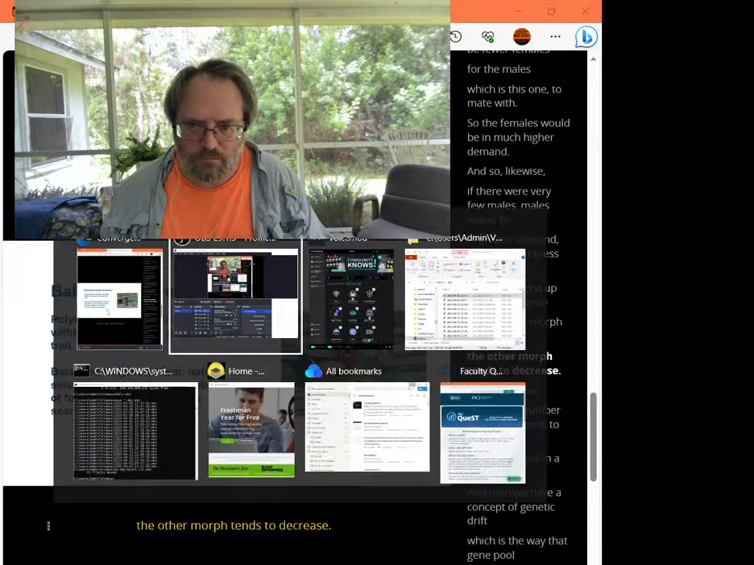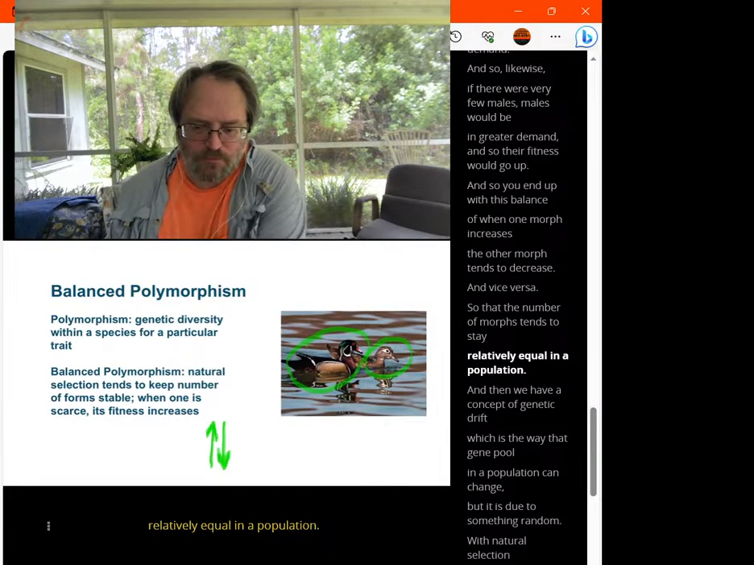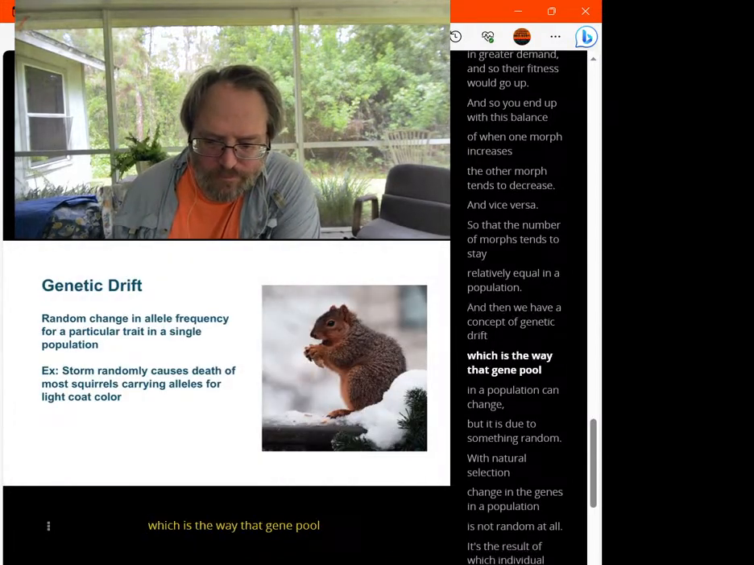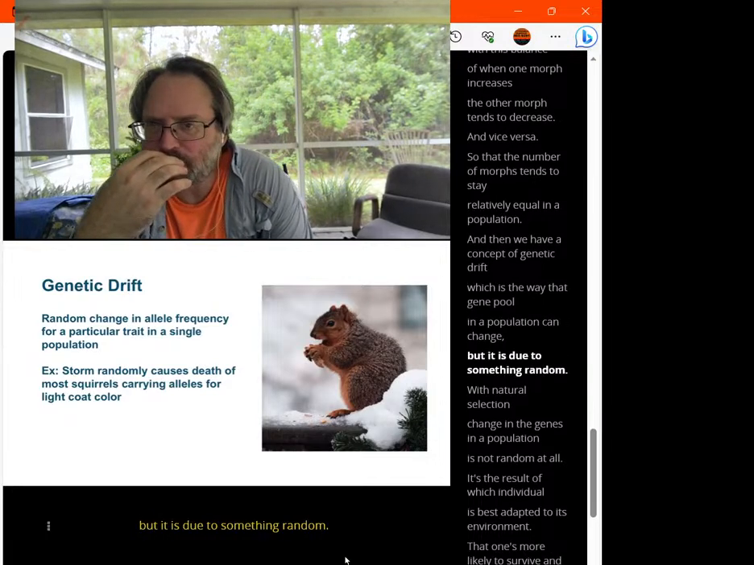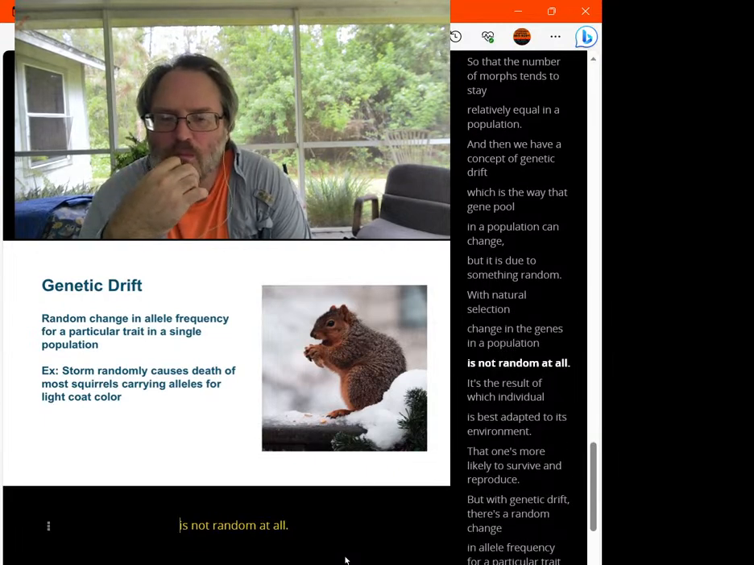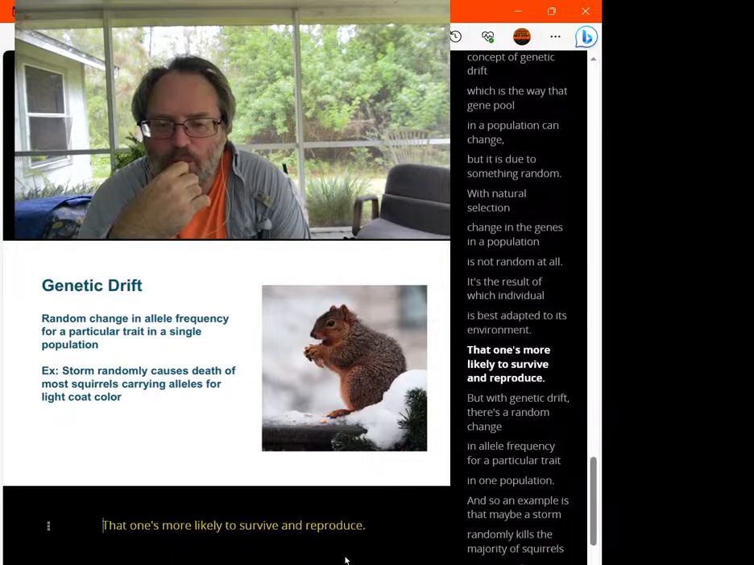the other morph tends to decrease, and vice versa, so that the number of morphs tends to stay relatively equal in a population. And then we have the concept of genetic drift, which is the way that a gene pool in a population can change, but it is due to something random. With natural selection, change in the genes in a population is not random at all. It's the result of which individual is best adapted to its environment. That one's more likely to survive and reproduce.